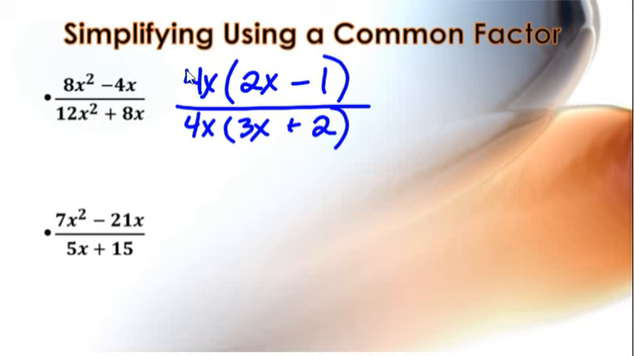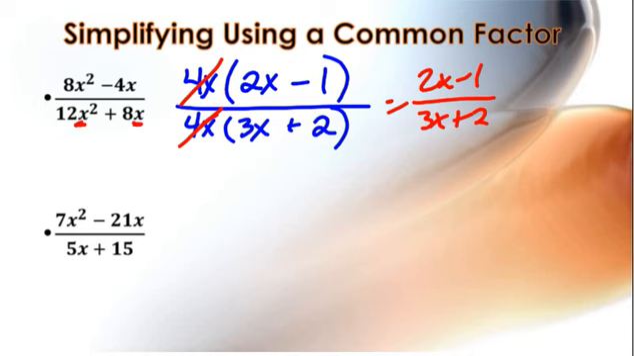I look at what's in common in numerator and denominator. 4x divided by 4x is just 1. So I'm left with 2x minus 1 over 3x plus 2. Again, I have a variable here and a variable here. That's a clue that x can never equal 0, because it always makes the whole denominator equal to 0.